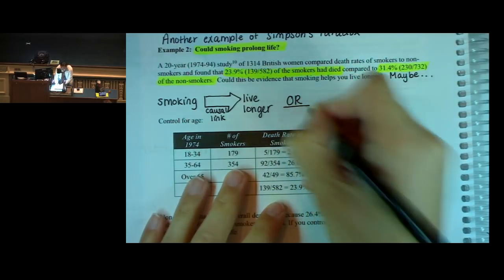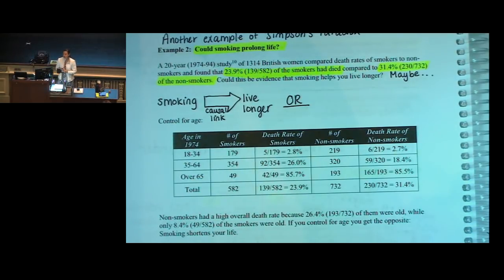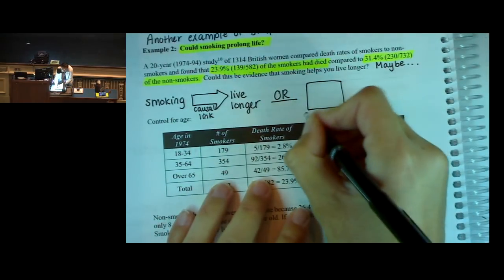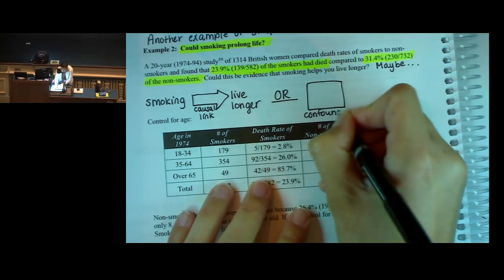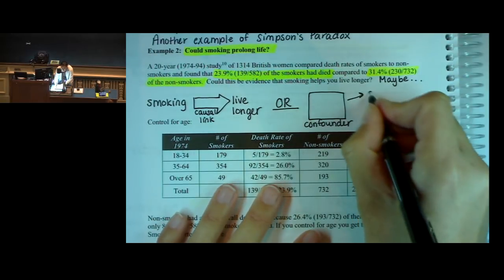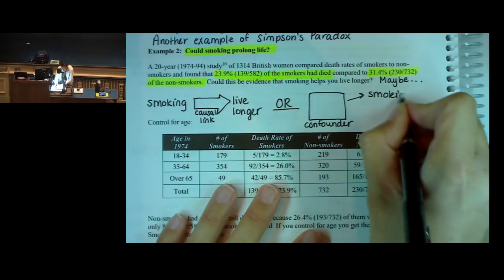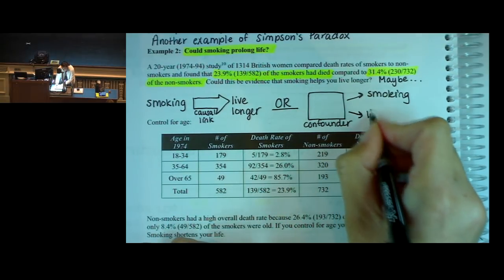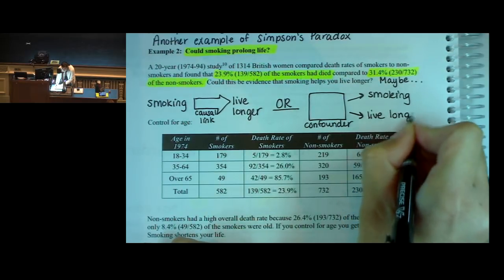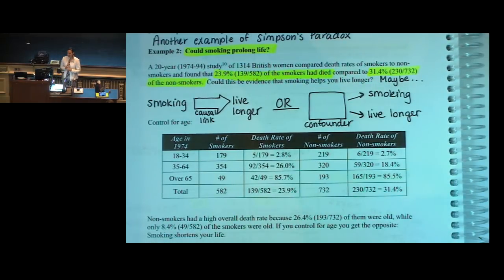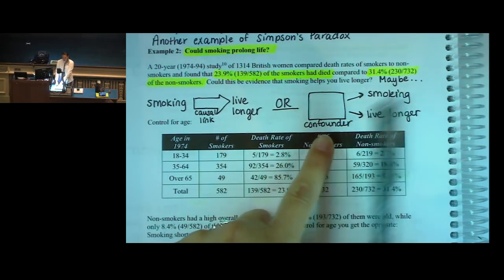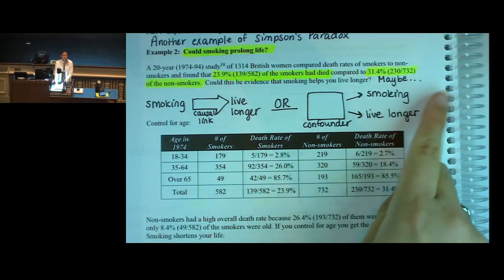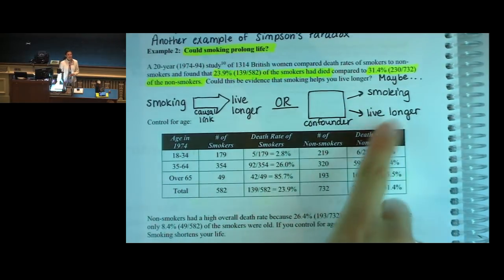Or the more logical explanation is that there's a confounder. There's a third factor that we are not taking into account. The confounder is going to be something that's associated with smoking and also associated with living longer. Another way to think of the confounder is as a difference between the treatment and control group. So a difference between people who smoke and people who don't that is related to living longer.